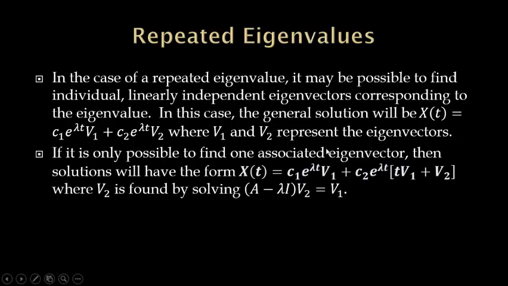If it is only possible to find one eigenvector, then what you'll have to do is solve a new equation. So you'll take the eigenvector you already had and solve for a second eigenvector, and your solution set will have this form. I would write this down. I'm going to use this for an example right now.